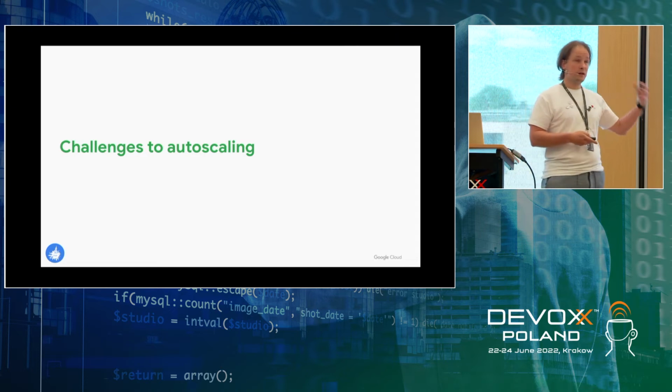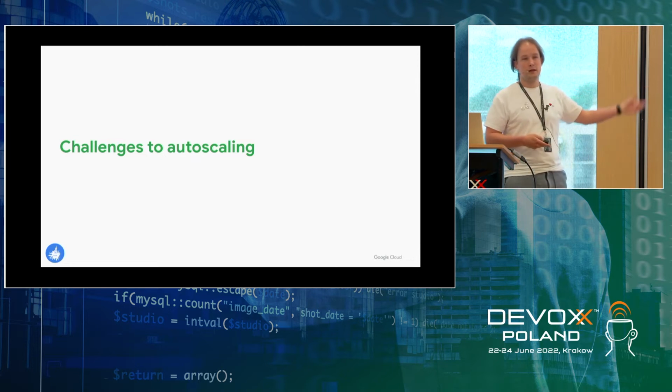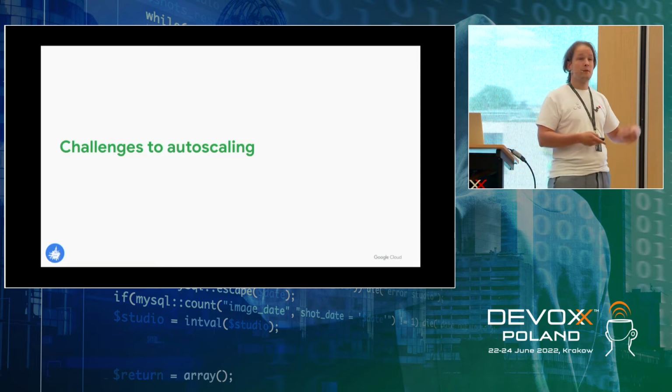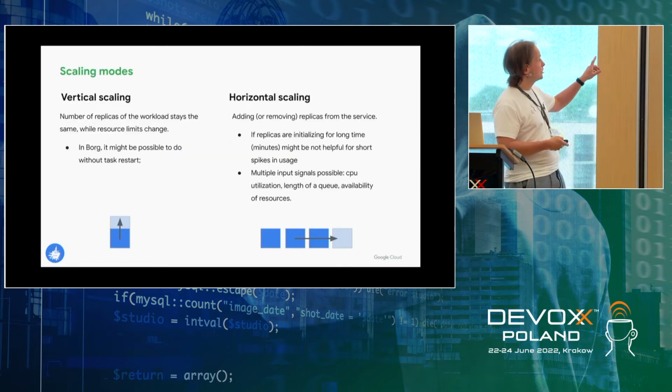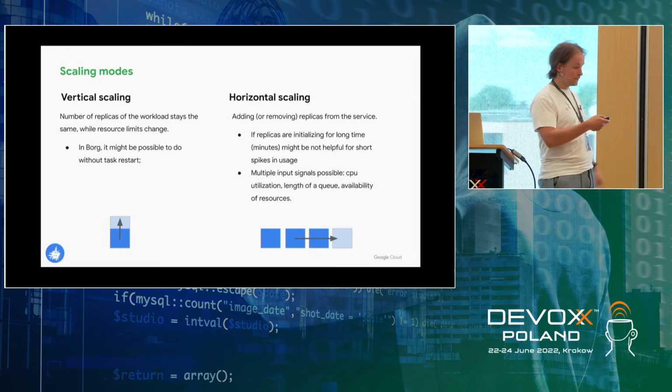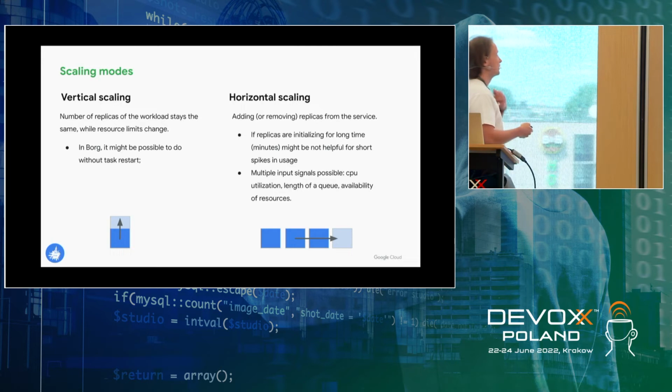Okay, so is auto-scaling a solved problem? Maybe it's already done and we don't need to do anything, but it brings some complexity to the system. So for example, first, vocabulary. We have 2 scaling modes. First is vertical, where the number of replicas stays the same, but resource limits change. And the other is horizontal, when we add or remove replicas, but the size of each replica stays the same.